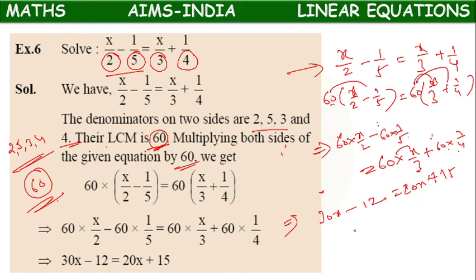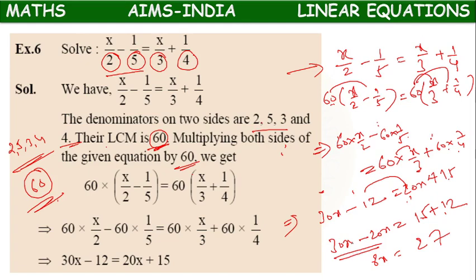We got it like this. We will take x on one side. Here 30x, 20x will come to this side as minus 20x. Here we have plus 15, and minus 12 goes to that side, meaning plus 12. So 30x minus 20x is 10x, equal to 15 plus 12, 27. So 10x equals 27.